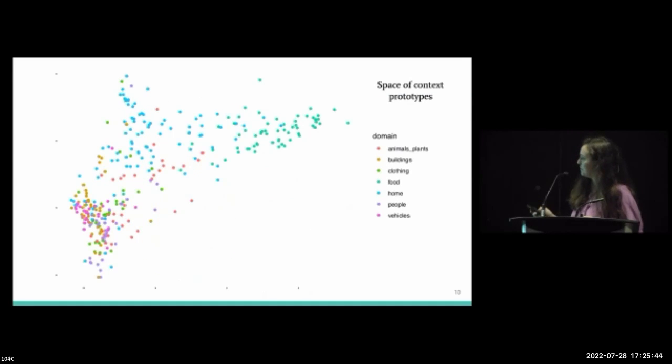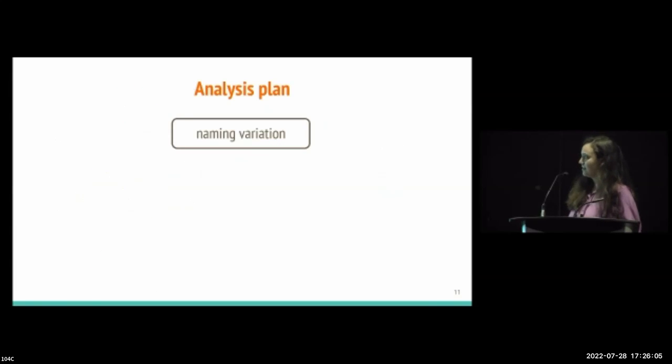And we have a similar structure also for the context prototypes, but also different because the shape of the context visual space is different. It is smaller in general. And we can see a nice property here, that buildings and vehicles get clustered together because they tend to appear in the same scenes. And this is nice. So we are going to use this space to test our hypothesis. So the plan of our analysis was to predict naming variation.